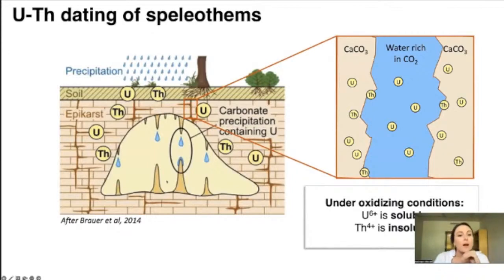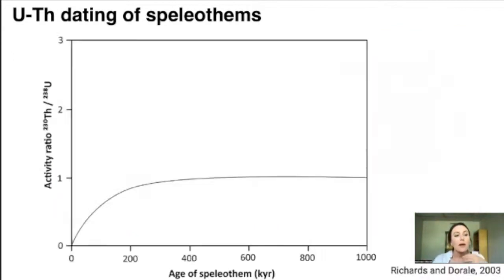So now we allow some time to pass and the uranium that is in our little calcite layer will continue to decay to thorium. So that follows this simple exponential saturation curve shown here. Again, on the y-axis, we've got the activity ratio of daughter to parent. And then on the x-axis, we're looking at time, again, moving forward.